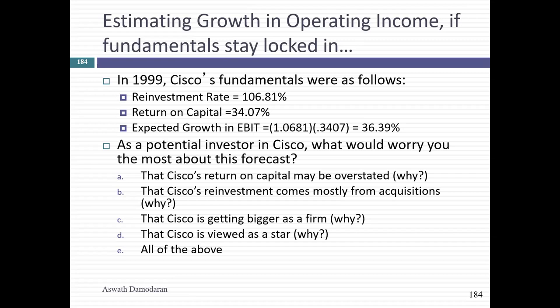They grew through acquisitions. The next decade, Cisco continued to have this high reinvestment rate. They continued to do acquisitions. You know what number changed? This 34% return on capital dropped to about 8 to 9%. Their growth rate went from being double digits to a single digit growth rate. And people said, what happened?